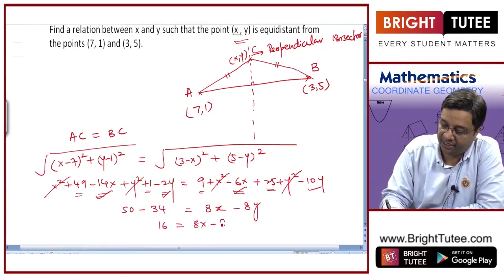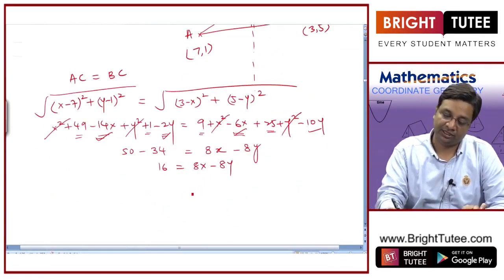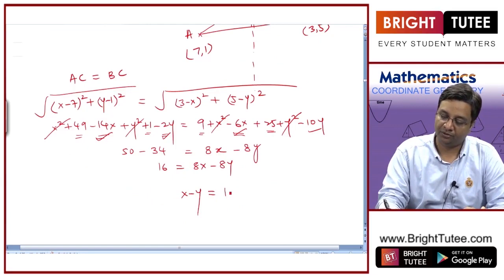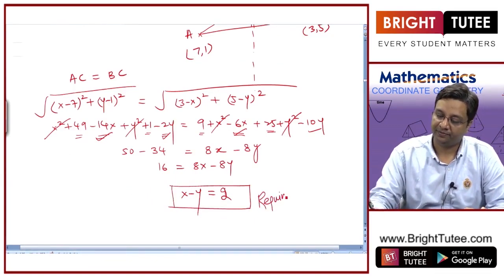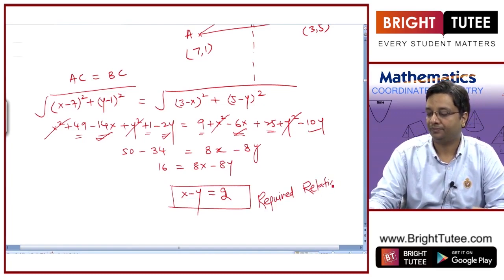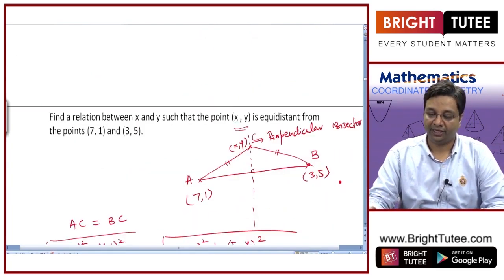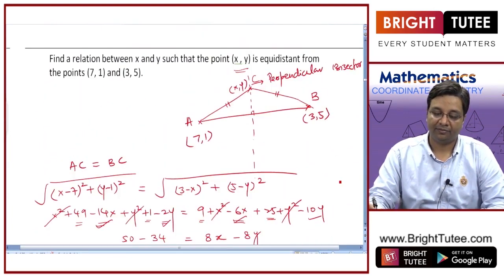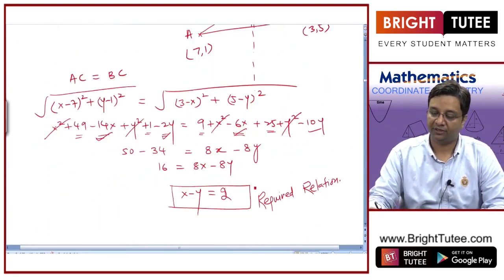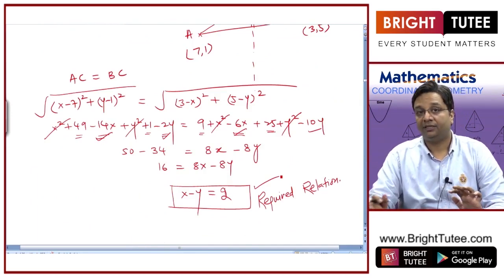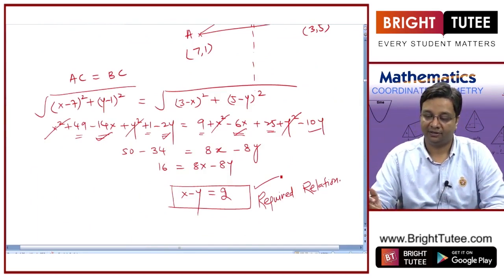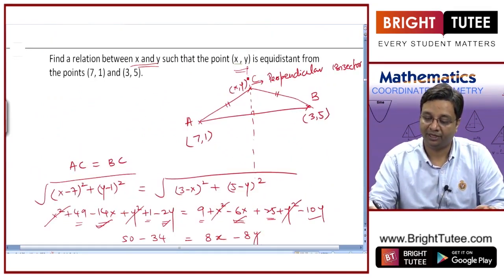So 8x minus 8y is equal to 16. Hence you can say that x minus y is equal to, you divide both sides by 8, 2, right? So this is the required relation, right? We had to find the relation between x and y. So this is the relation between x and y, right? And this is the equation of a line, right? So I explained in the beginning that this is a perpendicular bisector. Every point lying on this perpendicular bisector is equidistant from A and B, right?